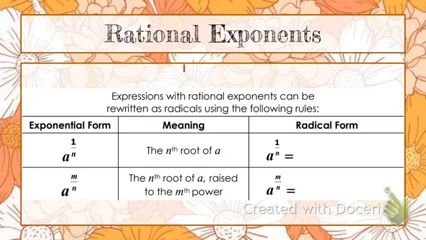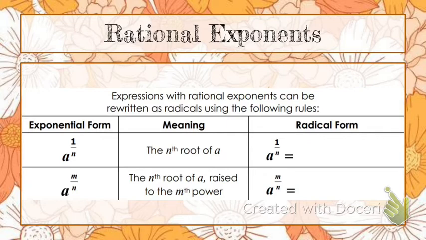You know, we know that 1/2 equals 0.5. We know that 3/4 equals 0.75. This is just a different form of radical form, or a different form of writing radicals. So here's exponential form. And a rational exponent means that your exponent is a fraction. So I kind of think that rational sounds like fraction, okay?